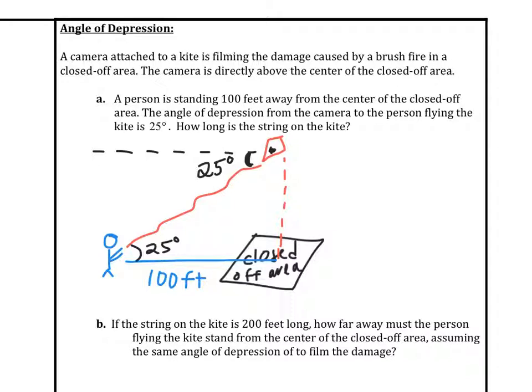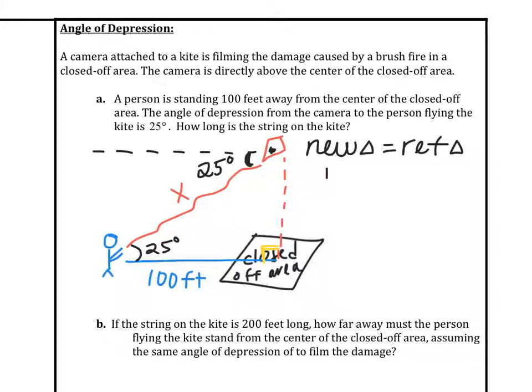How long is the string of the kite? So you are finding the hypotenuse. We're going to ignore the slack in the kite string, assuming that it's pulled tight. I need you to solve. So you have a right triangle. Your right angle will be in this bottom corner. You have your hypotenuse and your adjacent. You can go ahead and start solving. I will do it on the board, but if you want to do it yourself, please go for it.